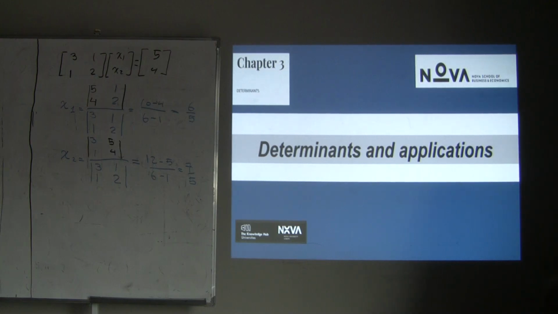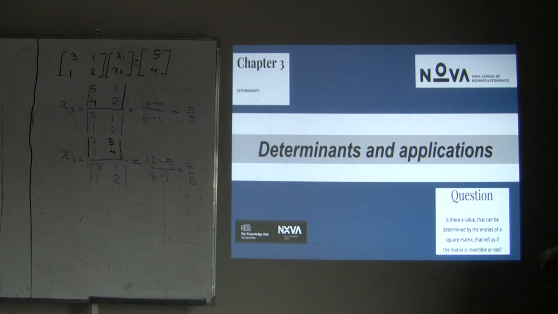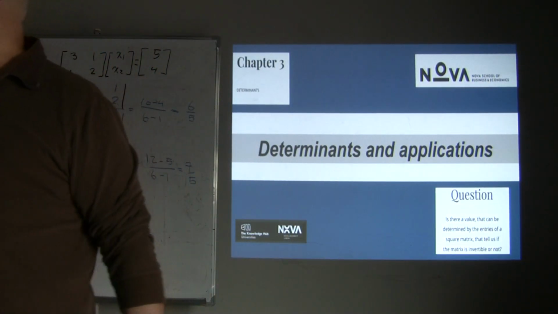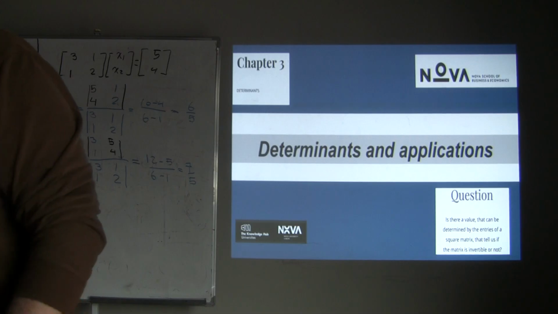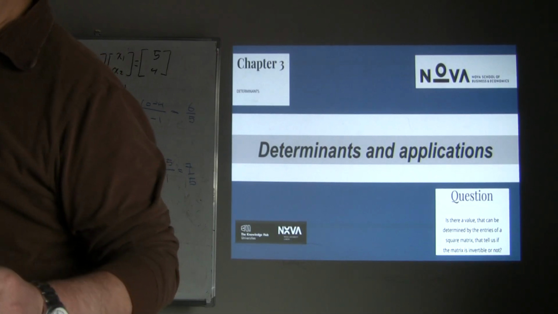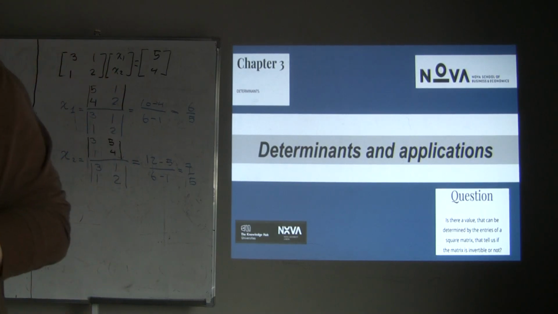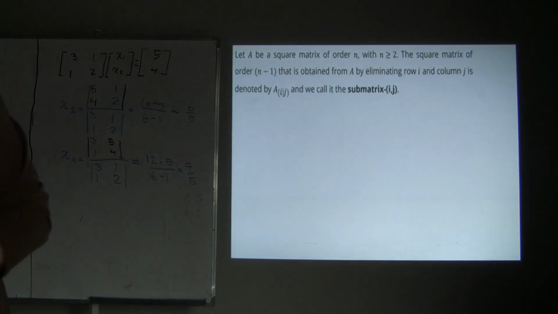First of all, we need determinants to answer a question like this. Is there a value that can be determined by entries of a square matrix that tells us if the matrix is invertible or not? What's the value that's going to tell me if the matrix is invertible or not? Evaluate the determinant. If the determinant is equal to 0, it's not going to be invertible. If the determinant is not equal to 0, this matrix is going to be invertible. This is why we need determinants.